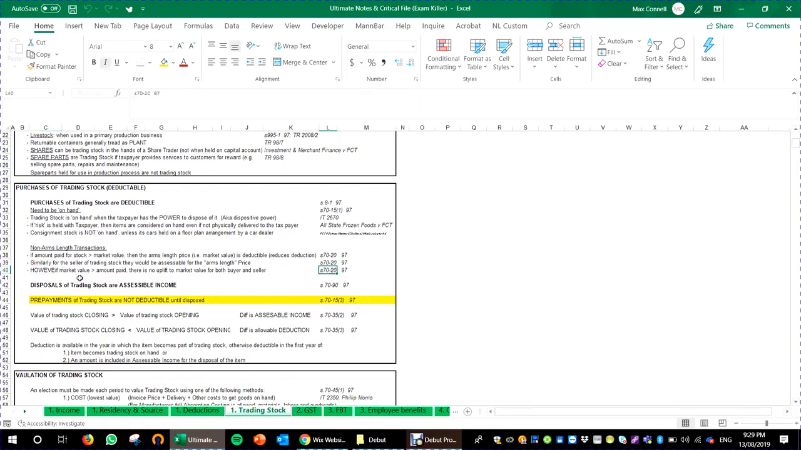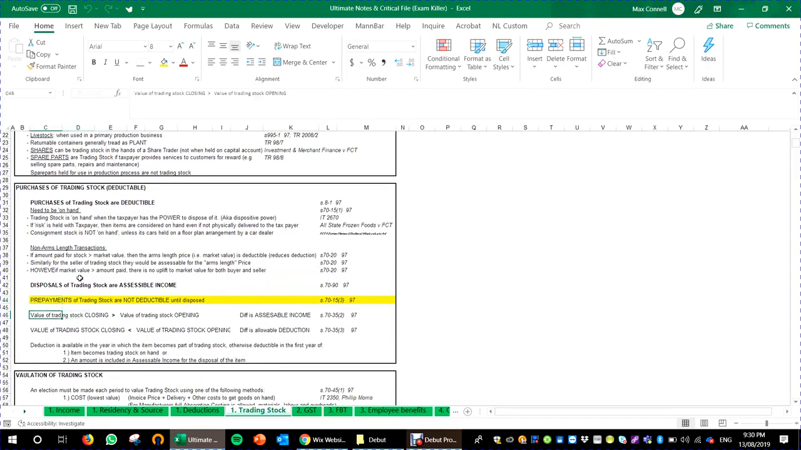So disposals of trading stock are assessable income. So what does this mean? It means if you're giving away damaged stock, you have to actually record that in your assessable income. So this is a tricky one, which you can often get caught out in exam questions. Just remember that. So prepayments of trading stock are not deductible until disposed of.